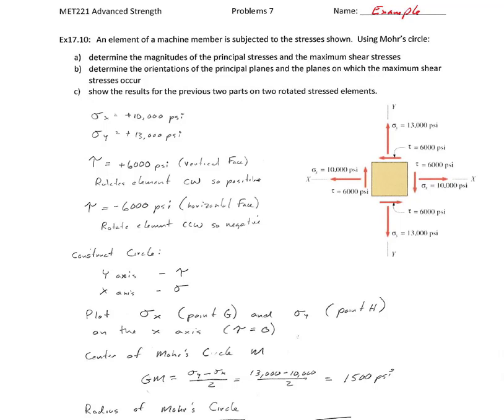Okay, this is example 17.10 for Mohr's circle. Here we're given a stress element as shown right here. We have tension in both the y direction and in the x direction, and we also have shear at this point. We're going to determine the magnitudes of the principal stresses and the maximum shear stresses.